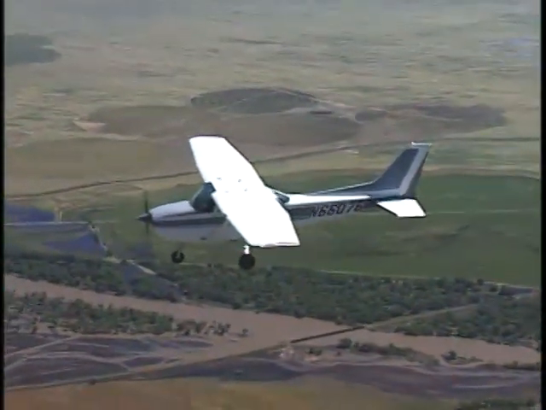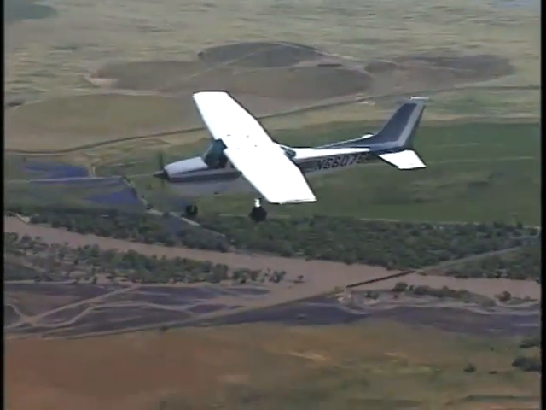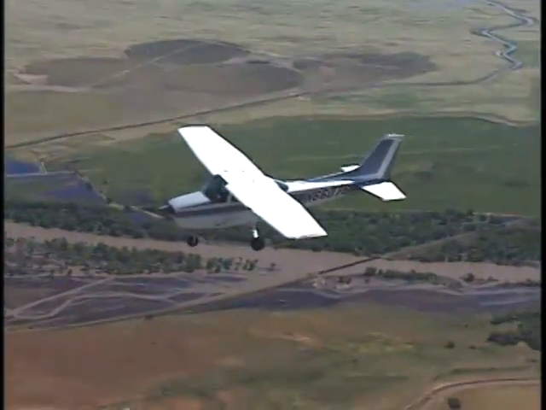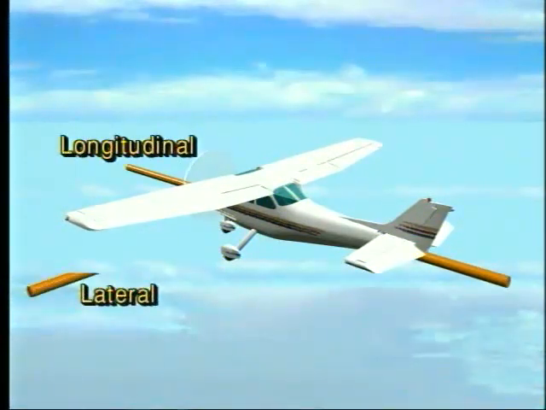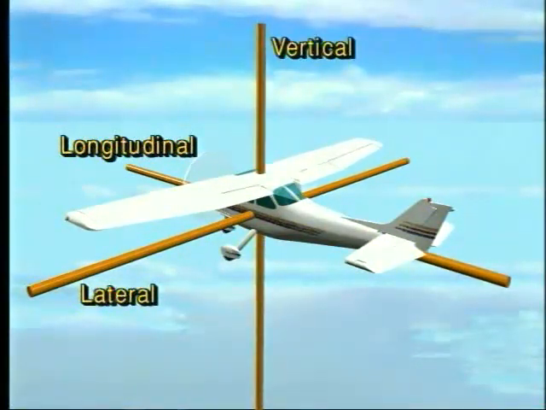dynamic stability. To understand how this is accomplished, we must look at stability in relation to the center of gravity and three axes of flight. Since an aircraft operates in a three-dimensional environment, aircraft movement takes place around one or more of the three axes of rotation. They are called the longitudinal, lateral, and vertical axes of flight.